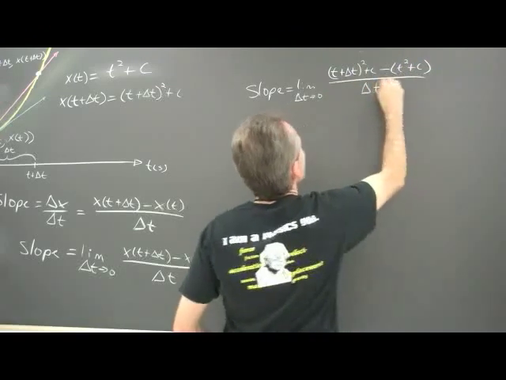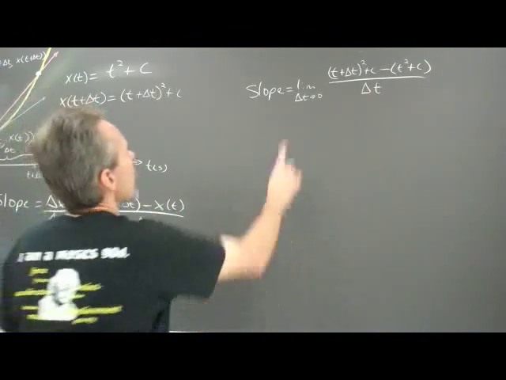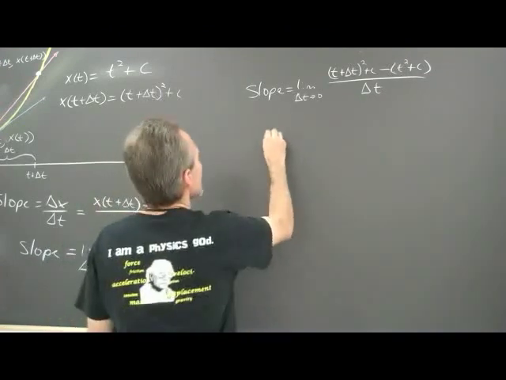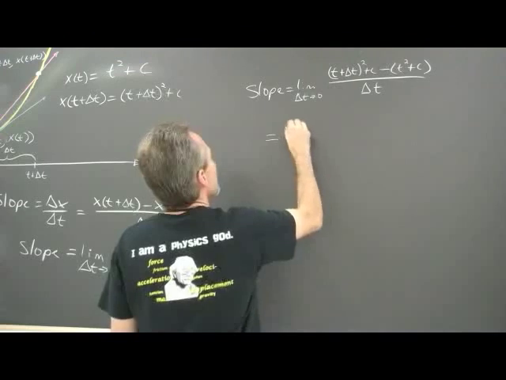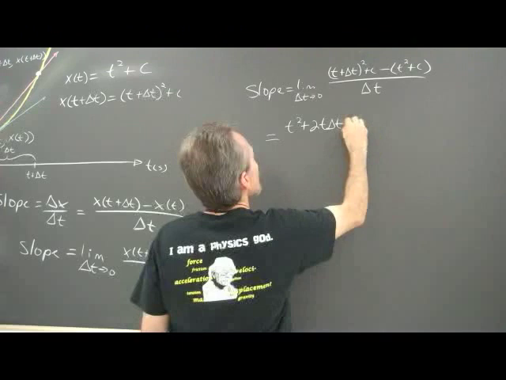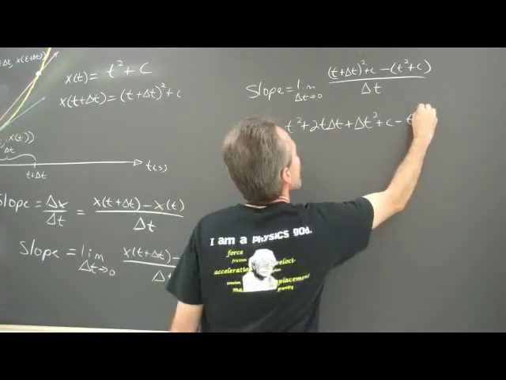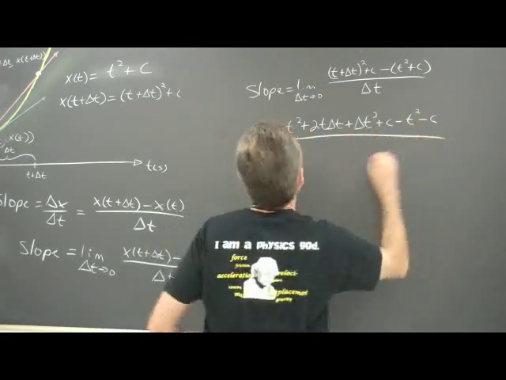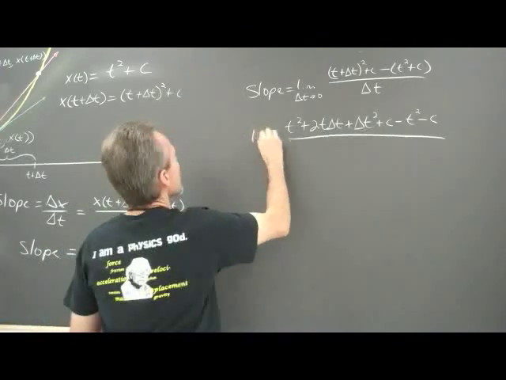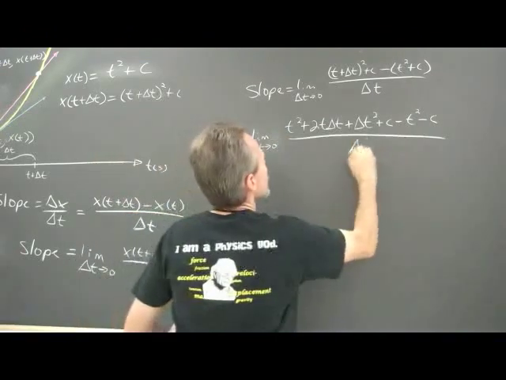all over delta t. At first this appears to give me the same problem, but I'm going to FOIL this out in hopes that I can cancel the delta t, and that would solve my problem. So I FOIL that out. I get t squared plus 2t delta t plus delta t squared plus c minus t squared minus c, all over, and I forgot my limit, as delta t approaches 0, all over delta t.